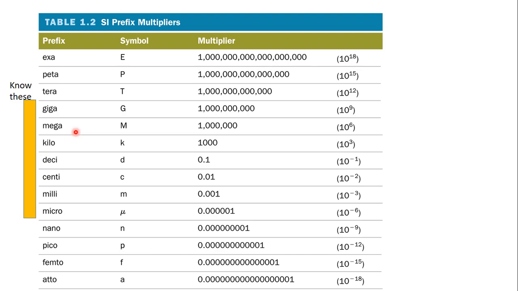So here's a whole table of SI prefix multipliers. You have your prefix name, your symbol, and what you're multiplying by. This gold bar from giga to micro, you want to know these. You want to know the prefix name, the symbol, the multiplier, and the power. So it might help to make flashcards. So let's get a little practice using these.